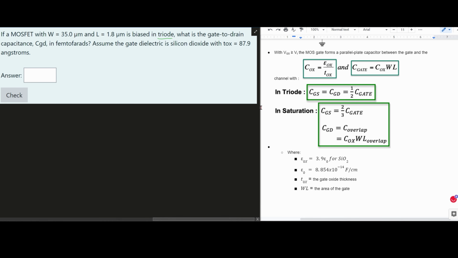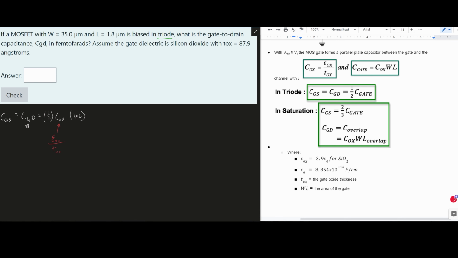We know we're in triode, so we're going to be using this equation right here. We have our CGS, and it's equal to our CGD. And we want to find our CGD, right? So we're going to set it equal to 1/2 of our C gate. And our C gate is the COX times our WL. And we can expand this, right? Our COX, we can say that it's going to be this EOX over TOX.